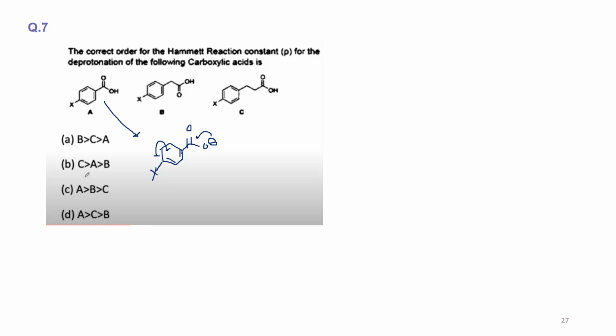So suppose there is a reaction where this effect is lower because of the distance, then the rho value will be lower. Now say this is 1 carbon away and this is 2 carbons away. Obviously the effect will be higher in case of A, so A will be greater. Then it is 1 carbon away, so B, then C. So the correct answer will be this one.